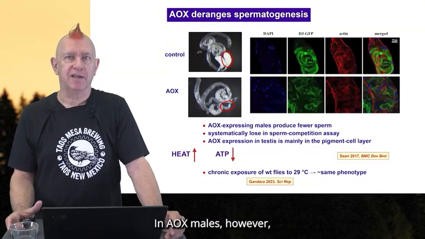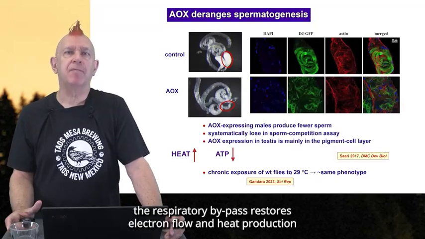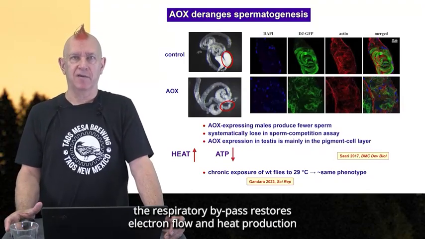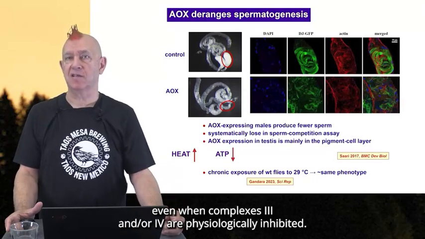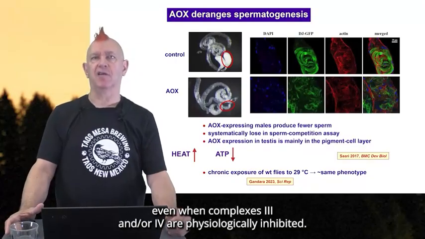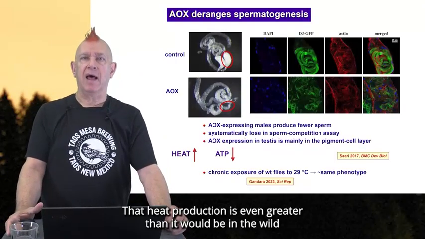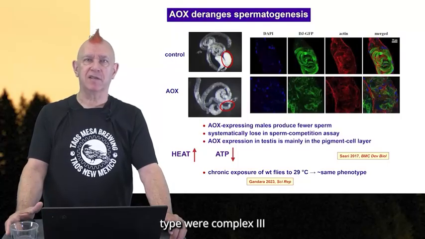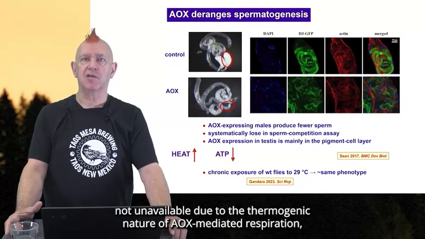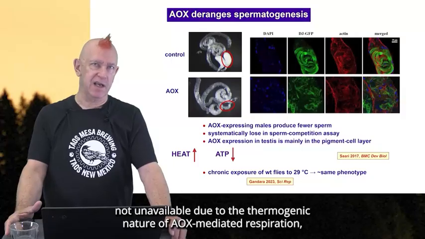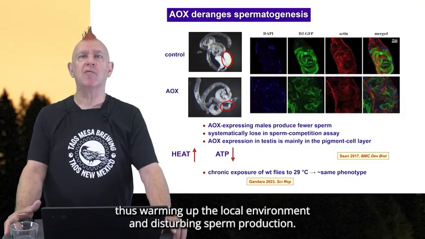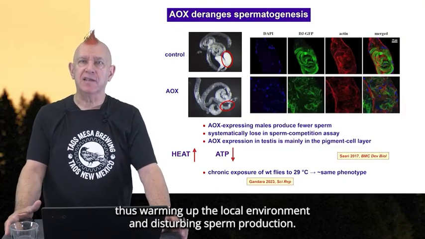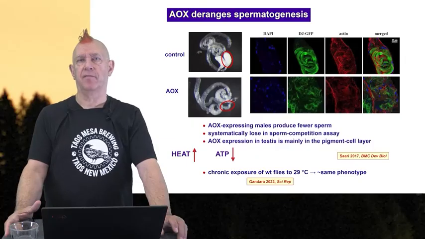In AOX males, however, the respiratory bypass restores electron flow and heat production even when complexes 3 and/or 4 are physiologically inhibited. That heat production is even greater than it would be in the wild type were complex 3 not unavailable, due to the thermogenic nature of AOX-mediated respiration, thus warming up the local environment and disturbing sperm production.